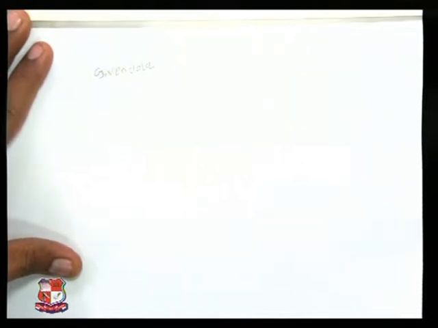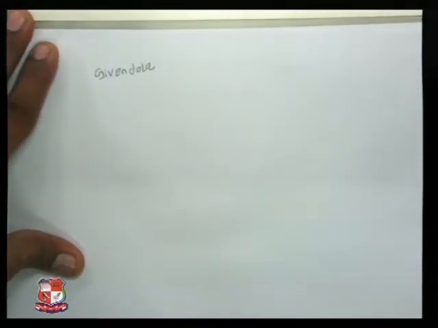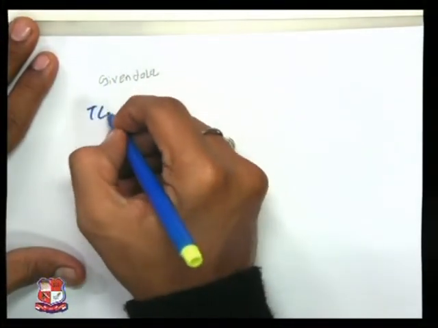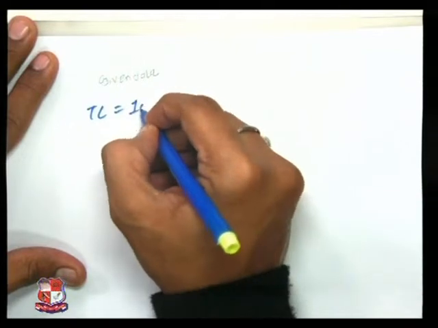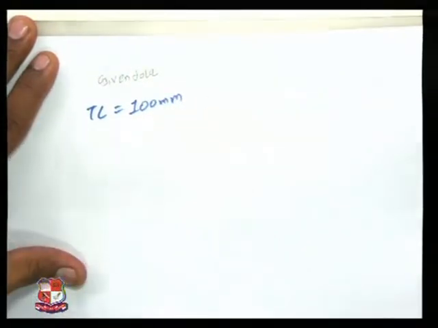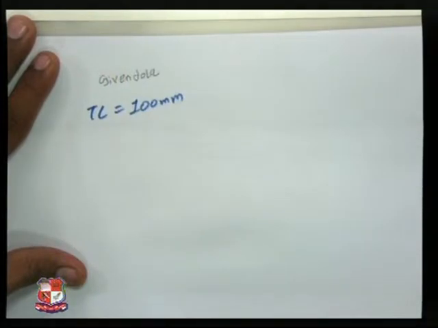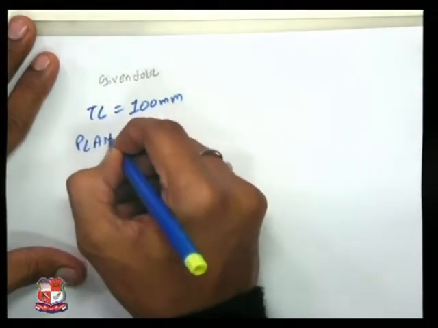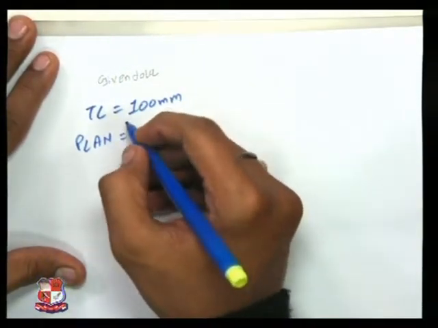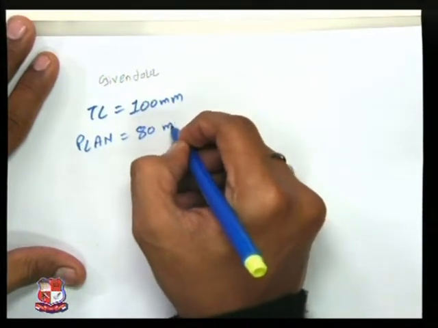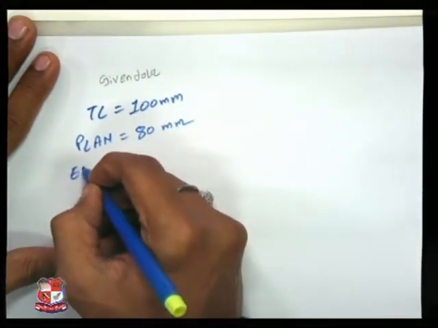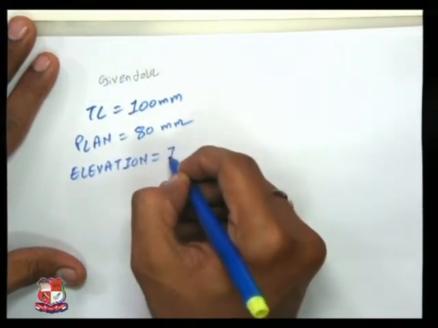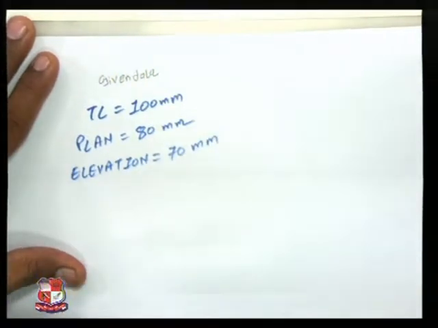Given data: true length is 100 mm. Plan is given as 80 mm. Elevation is given as 70 mm.